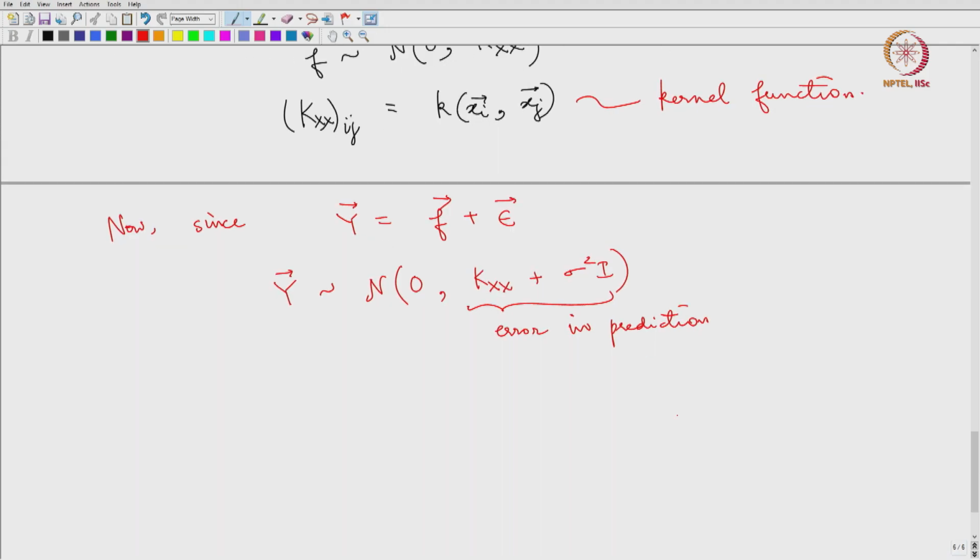Now, what can be shown, and this I will write without proof, is that the joint distribution of the training and test data can be written as follows.